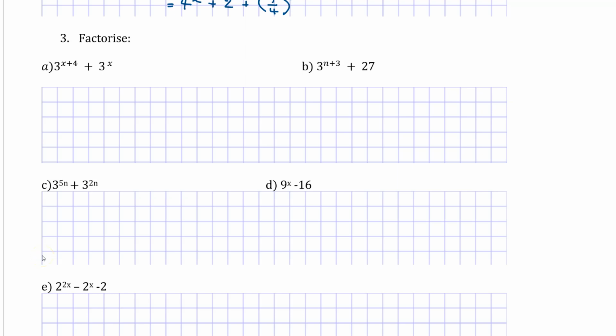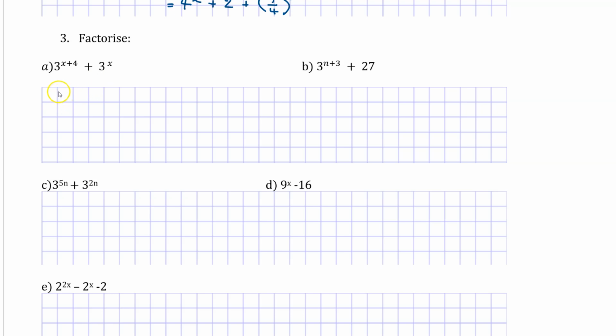Welcome back to part 3 of working with rational indices, where we are going to do example 3, factorize. In part A, we're asked to factorize 3 to the power of x plus 4 plus 3 to the x. Now, to deal with this particular problem, it looks a little bit nasty, but once again, it's nothing that we haven't seen before. The way in which we're going to deal with this is to have a look at the common factor and take that out.